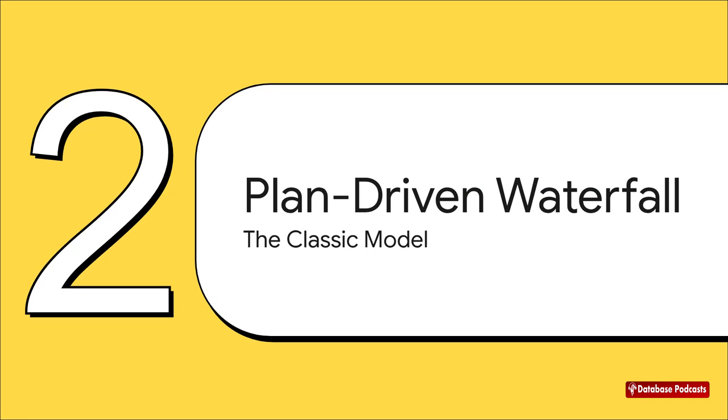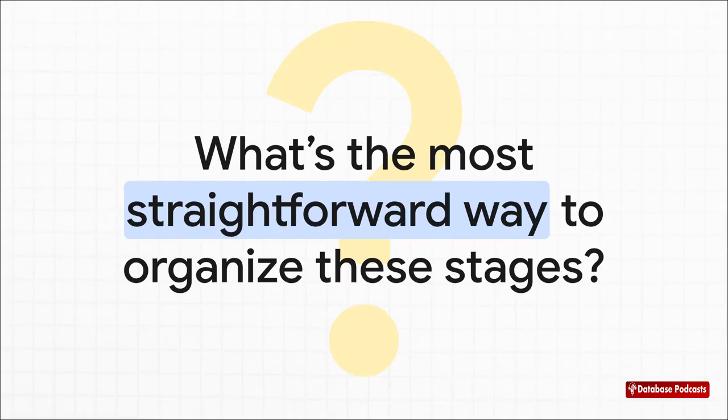All right, let's start with the classic. This is kind of the original attempt to bring some order to the chaos of making software. It's called the plan-driven waterfall model. And really, it's all about taking those universal stages we just talked about and organizing them in what seems like the most logical way. So, let me ask you, if you had those 5 stages laid out in front of you, what's the most straightforward way you could possibly organize them? Yeah, you'd probably just line them up one after the other, right? And that simple, linear thinking, that is the absolute core of the waterfall model.